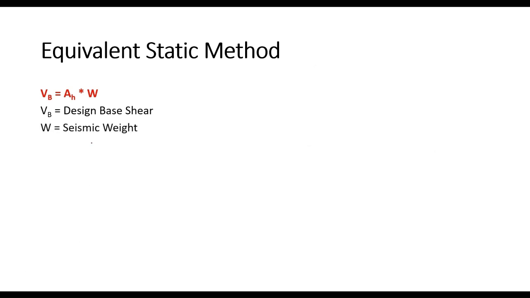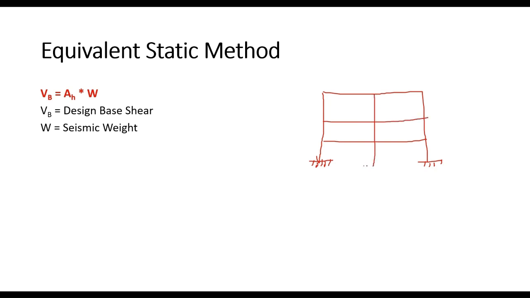So now in this formula, W is the seismic weight of the structure. What is the meaning of seismic weight? For example, if this is your building, and let's say there are different floors in the building like this. If you consider this floor, then on this floor there will be beams and columns, and there will be dead load and live load as well. Similarly, on each and every floor there will be dead load and live load.